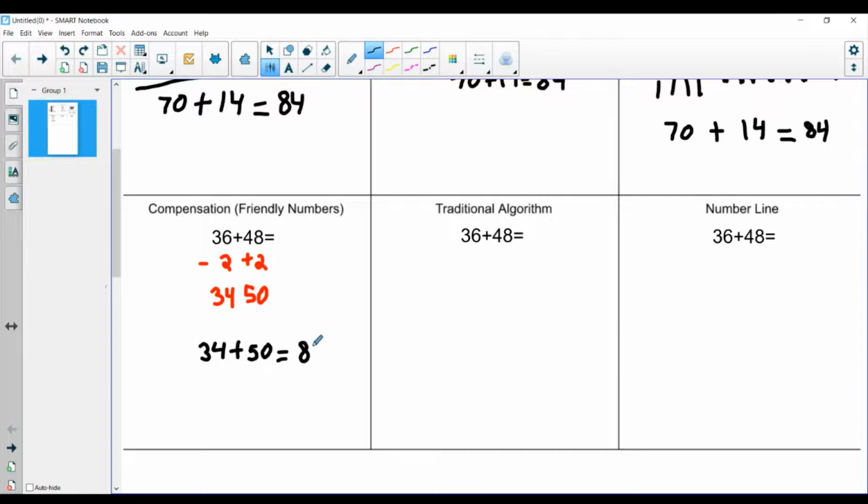The reason why people use the compensation strategy is because when you use friendly numbers, you do not have to do any regrouping when you are adding.